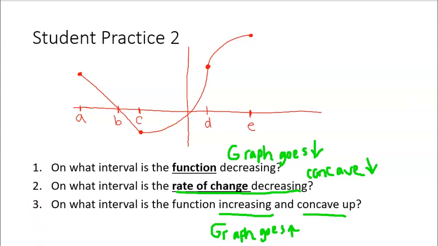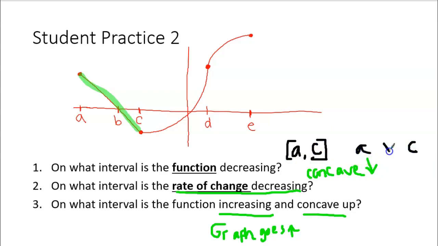Okay, so for number 1, on what interval is the function decreasing? And as I told you, that means the graph is going in a downwards direction. And so one place that's happening is here. The graph is decreasing here. I don't see it decreasing anywhere else. So that starts at A and it ends at C. And so your interval for this one would be from A to C. Now you can write it like this, or you can write it like this. It doesn't matter. Okay, but there's our answer for number 1. Let's go ahead and take a look at number 2.